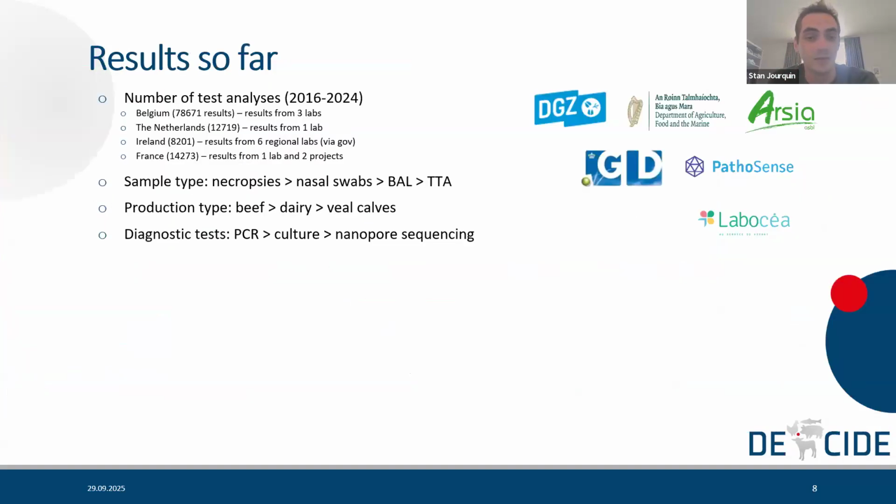But first, what we have up until now. As I said, we now also have data from 2025, so there are even more samples, and quite a lot of analysis is included. What we found is that necropsies are still the most commonly sent-in sample type, then nasal swabs, then lavages, and then transtracheal washes. Looking at production type, beef was mostly sampled overall, then dairy, and then veal calves. PCR is the most prevalent diagnostic technique, then culture, and then, maybe because it's more recent, nanopore sequencing.